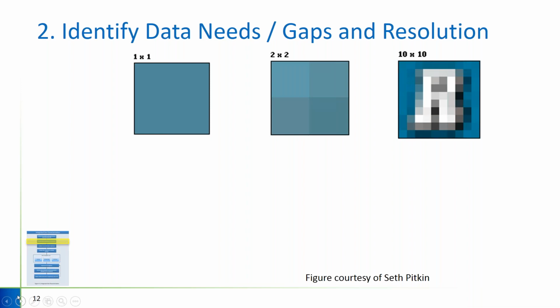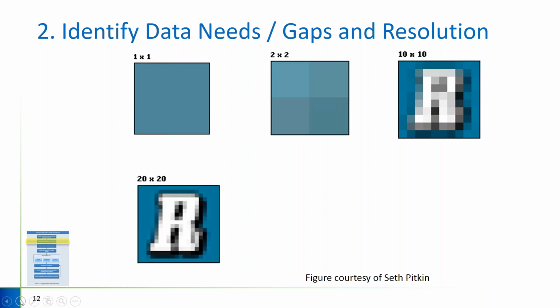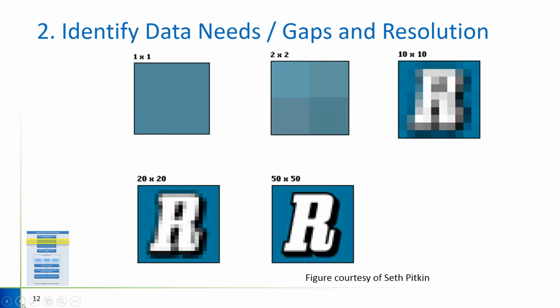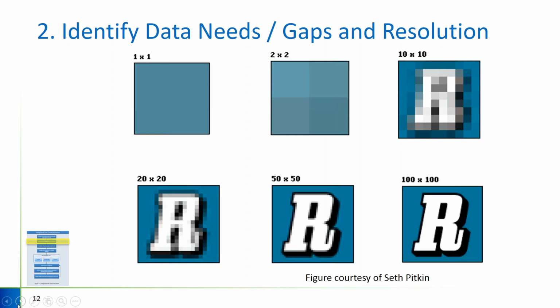10 by 10, maybe you can kind of see what this is, and then you get to 20 by 20. And as we increase the resolution further, you can obviously tell that this is the letter R. So the question, and the reason I really like this exercise, is you have to ask which one of these is sufficient for the goals at my site. Obviously, the best one is the 100 by 100. That's the clearest, and you can very easily tell what that is, and it's a nice sharp image.